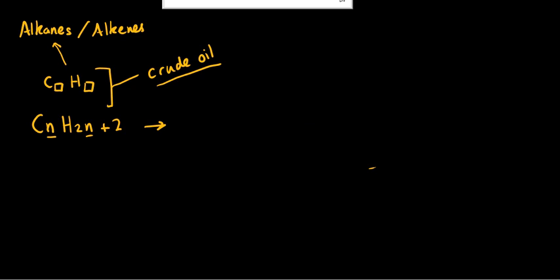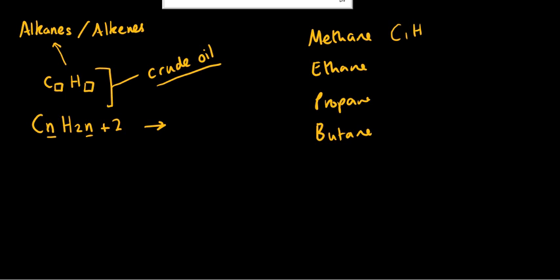The first 4 alkanes that you need to know about are M, E, P, B: methane, ethane, propane, and butane. Methane is C1H, and I don't need to write a 1 there because C by itself means 1. H is 2 times 1 plus 2. 2 times 1 is 2, plus 2 is 4. So that's methane. Ethane is C2H something. Propane is C3H something. And butane is C4H something.